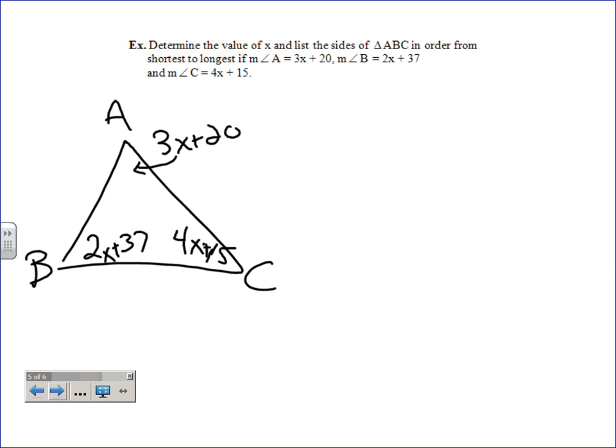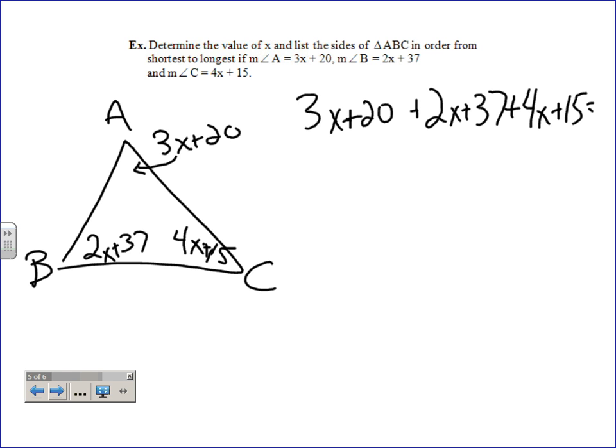Is this something we can calculate? Sure. We have all three angles of a triangle, and we know that all three have to add up to 180. So we've got 3x plus 20 plus 2x plus 37 plus 4x plus 15 equals 180.